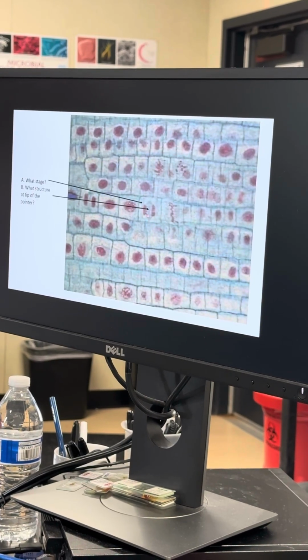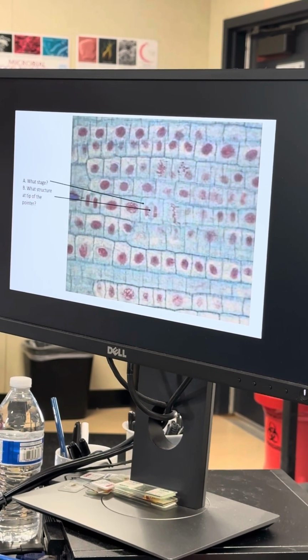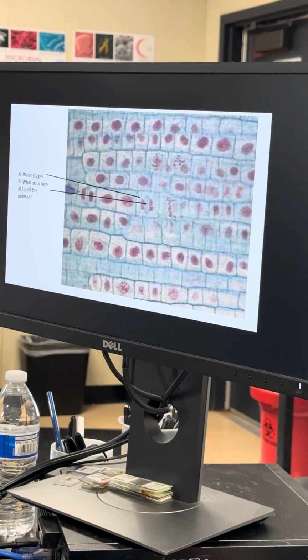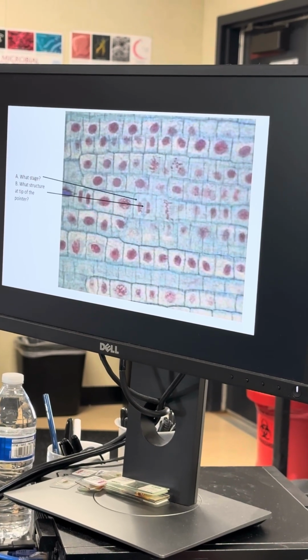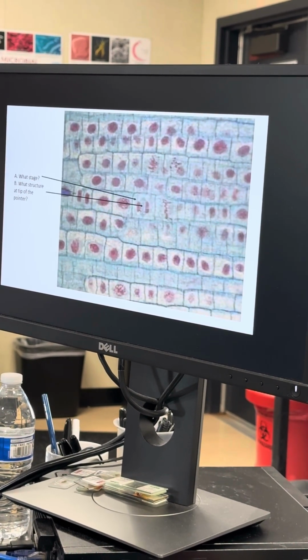This is cell plate. You guys see that between? This is another cell plate in here. So this is telophase. You cannot write down one or two.